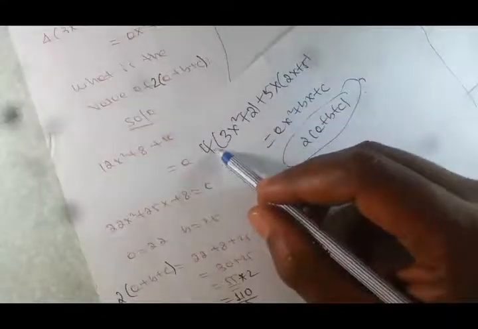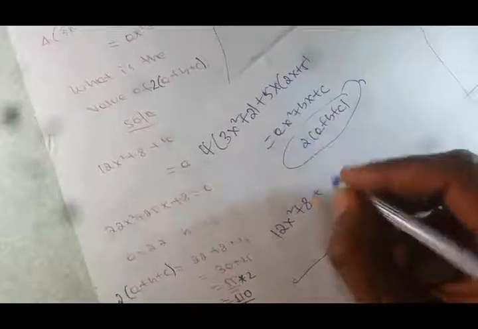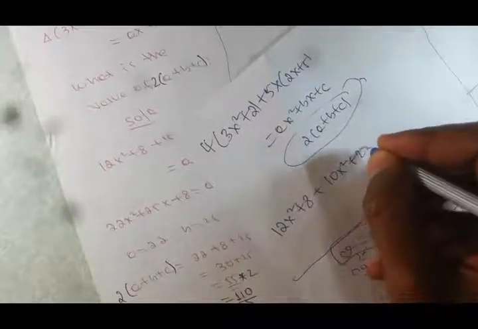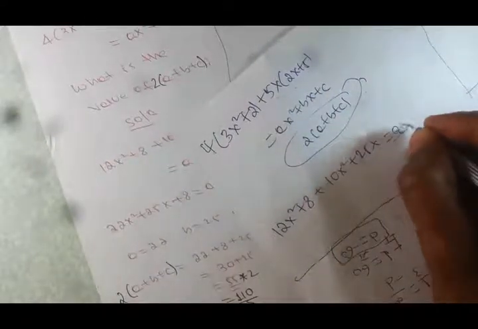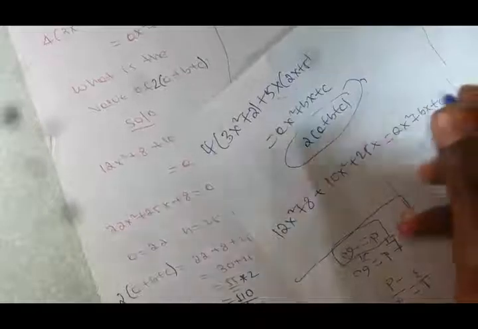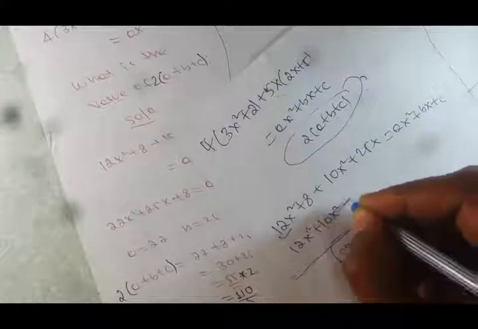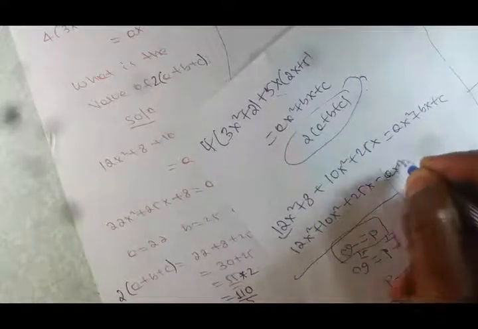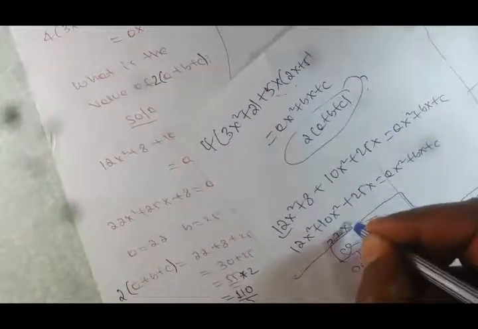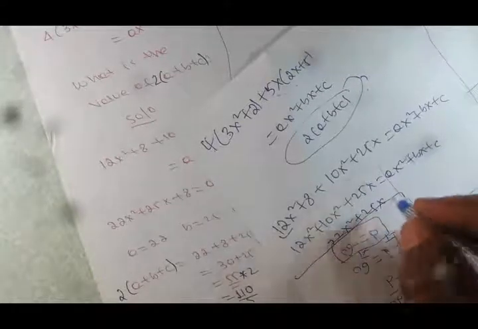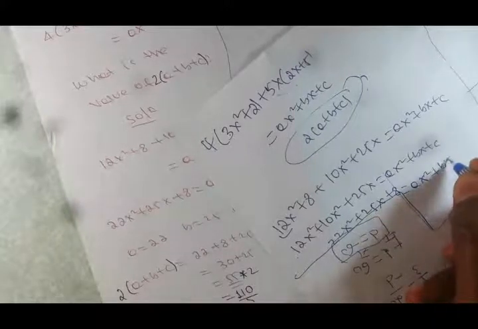This is required. Therefore 4 multiplied by 12x square plus 8, plus 10x square plus 25x, because 5x times 2x becomes 10x square, is equal to ax square plus bx plus c. When we collect like terms, 12x square plus 10x square plus 25x plus 8 is equal to ax square plus bx plus c. Therefore 12 plus 10 is 22x square plus 25x plus 8 is equal to ax square plus bx plus c.